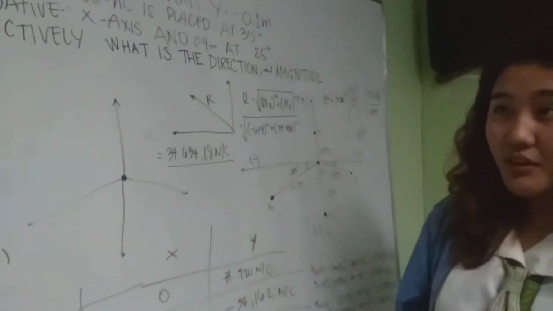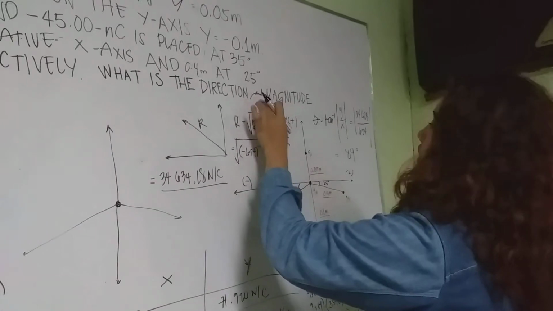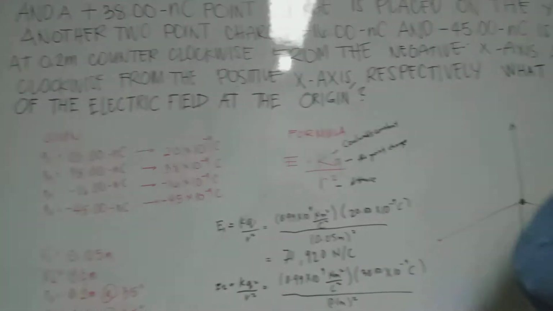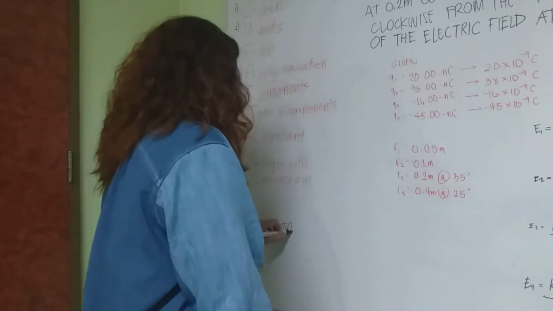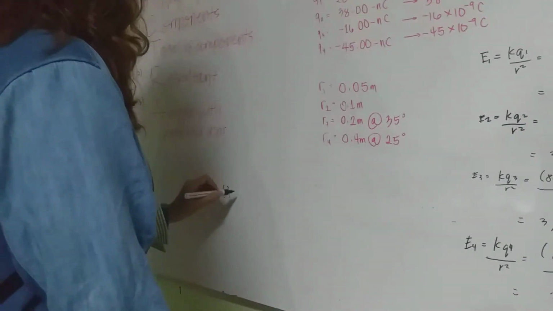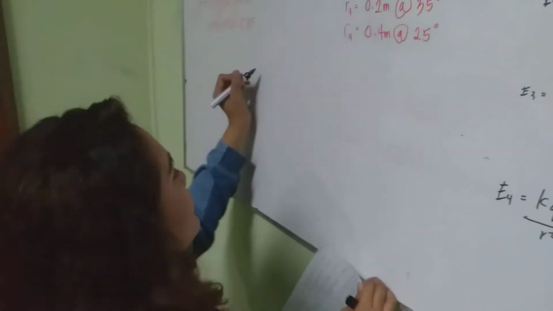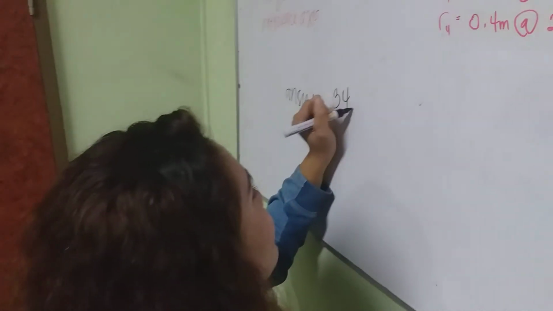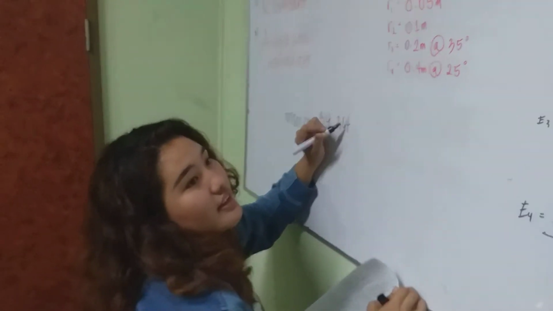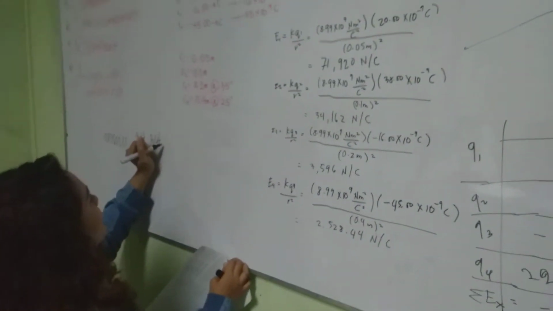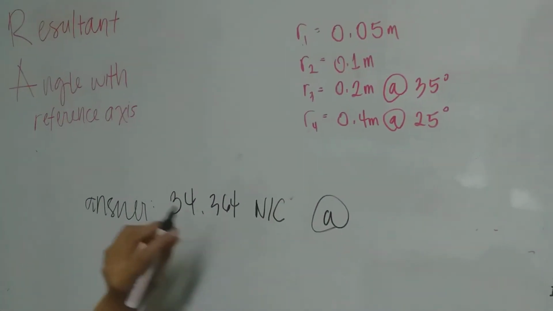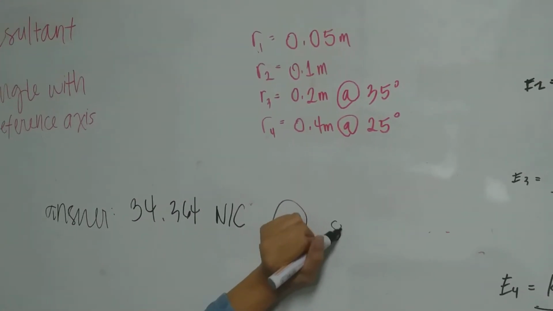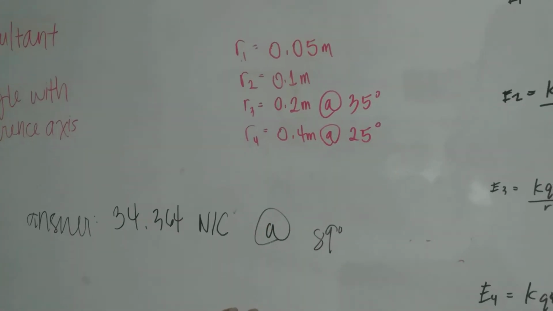So, the answer, as said a while ago, we were looking for the direction and the magnitude of the electric field at the origin. And since we have the magnitude, the answer will be 34,364 newtons per coulomb at 89 degrees.